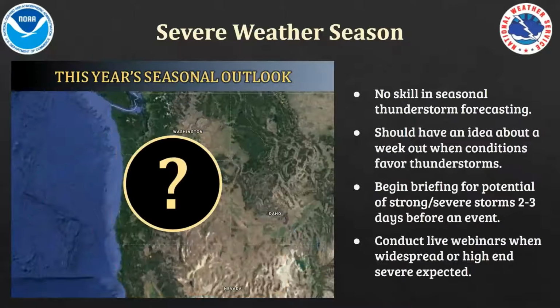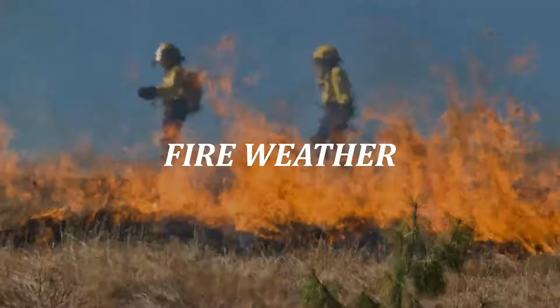Next slide, please. And this year's outlook, we don't know. There's no skill in seasonal thunderstorm forecasting, and again, we should have an idea about a week out, and we usually will begin briefing on a strong severe event 2 to 3 days out, and then we'll conduct live webinars when widespread high-end severe weather is expected. And I think I've gone over my time, but that's my last slide, so I'll turn it over to Matt.